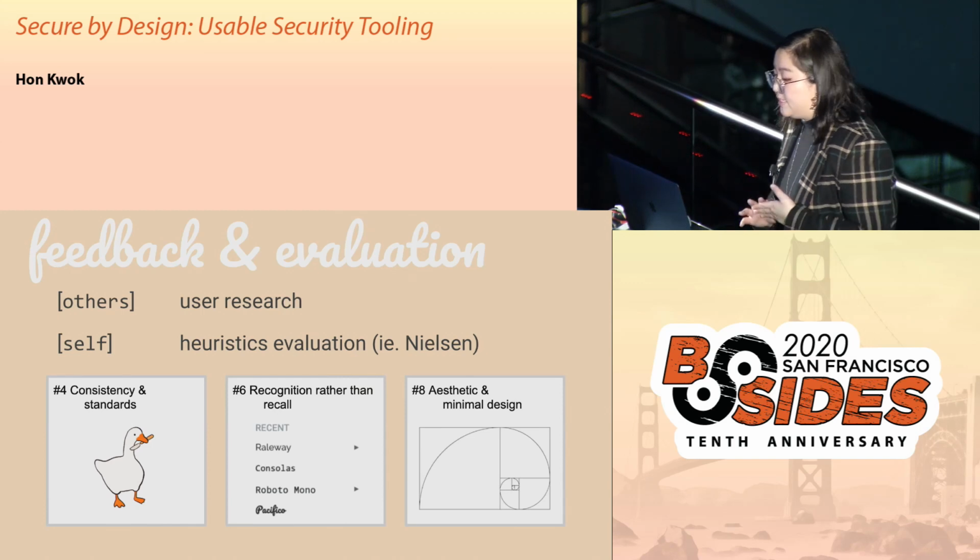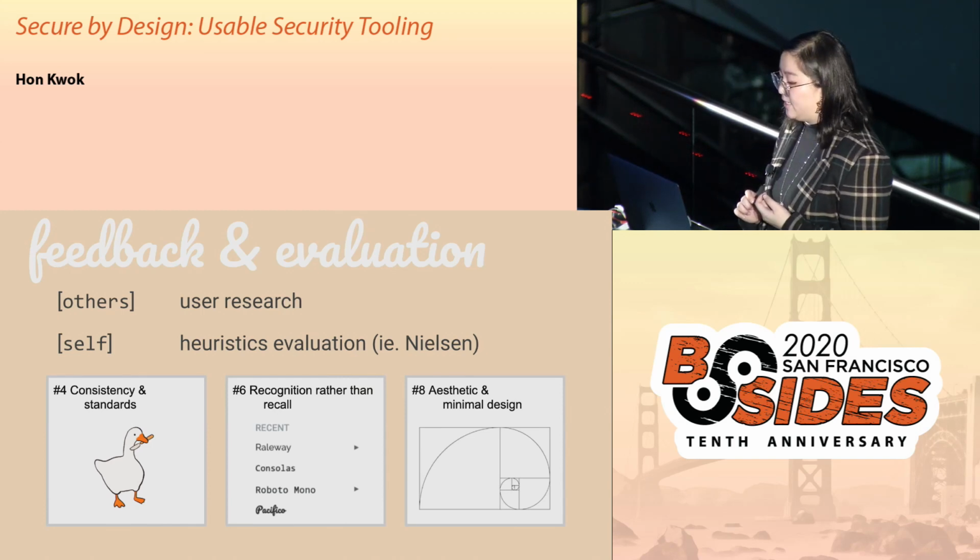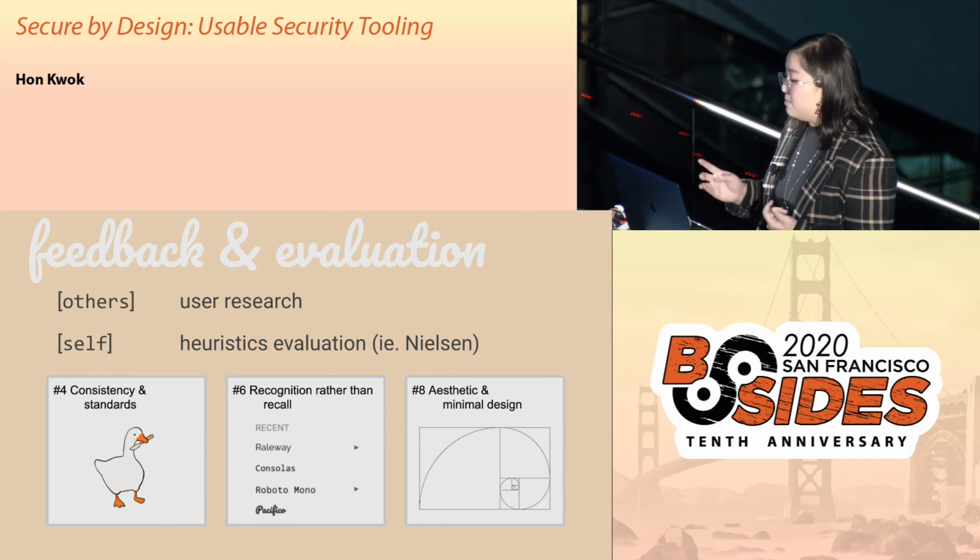If you're doing a heuristics evaluation, definitely take a look at Nielsen's heuristics. There are 10, which can be a lot, but focusing on a couple can really help you get started.